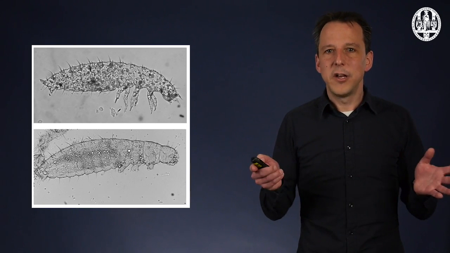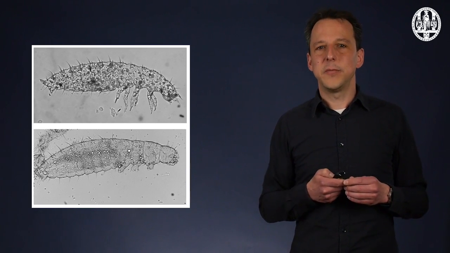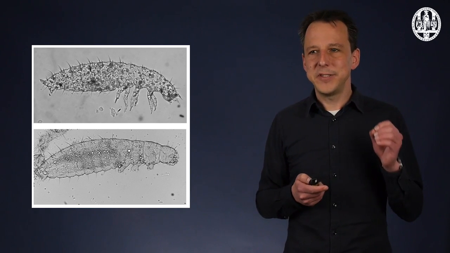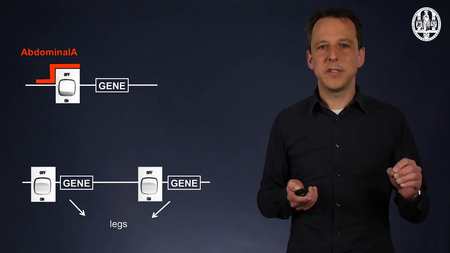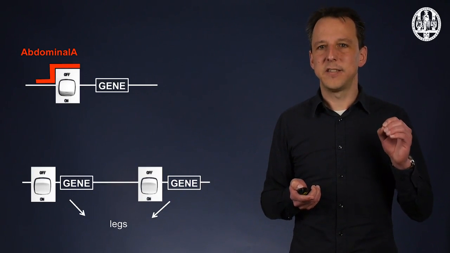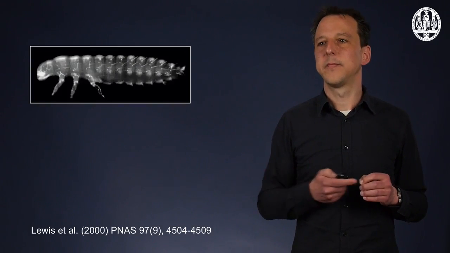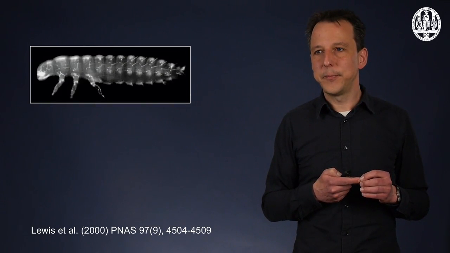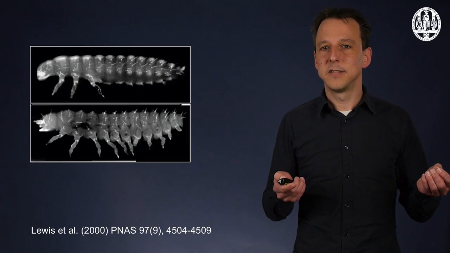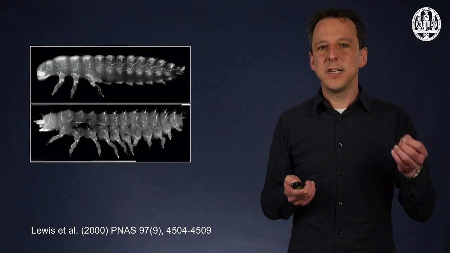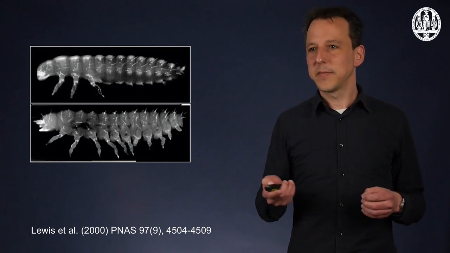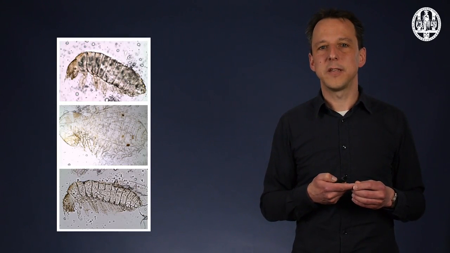Of course, no legs. Now the most interesting, what would happen if we knock down abdominal A? What would happen if we knock down the genes that repress distalis? This is a wild-type larva. What happens? Of course, legs on all these segments. We made a kind of centipede from an insect. These are some pictures the students made.